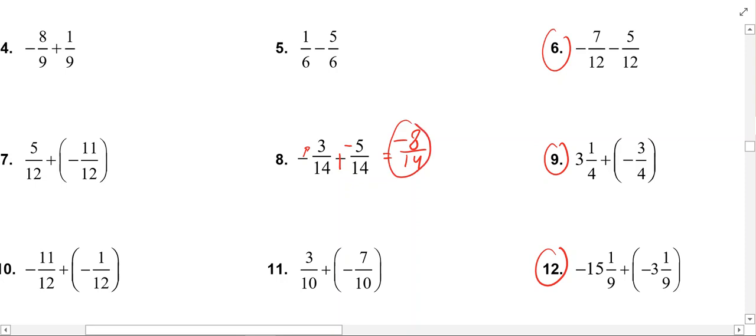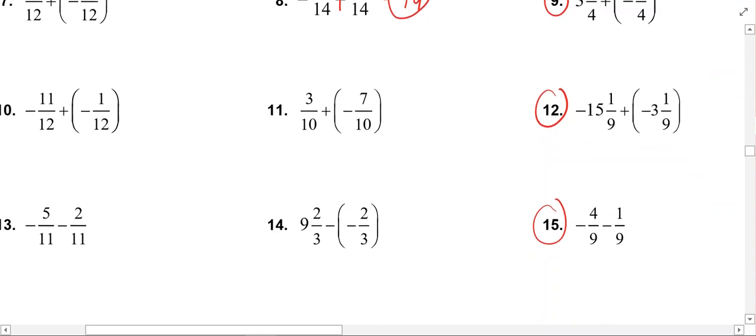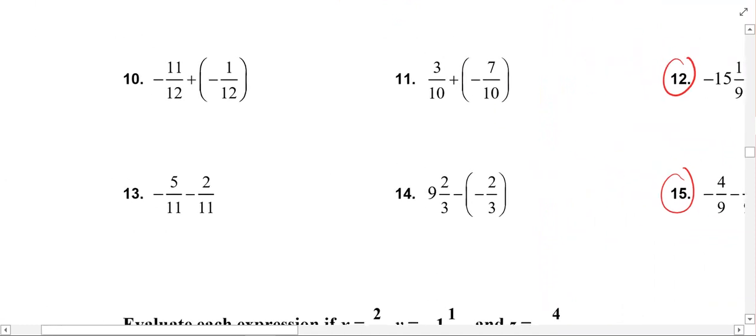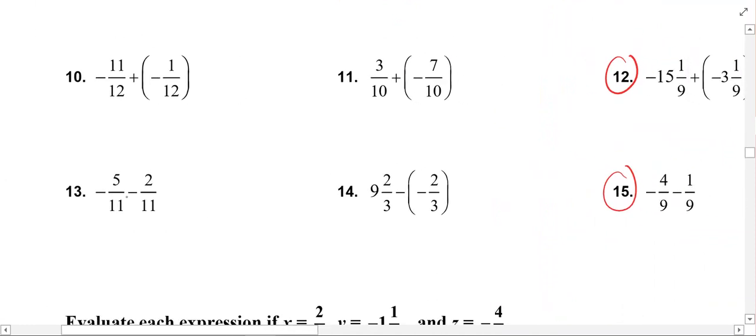Okay. Then number 9 has a mixed number. You got to change that first, and then go for it. Let's do 15 because that's got some fun stuff in it. Number 13 looks like number 15, so I'll do this one. So additive inverse, float this sign up to the top. 11 is my denominator, and -5 plus -2 is -7.